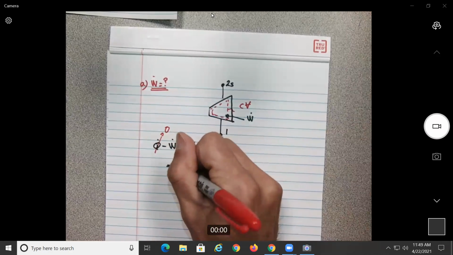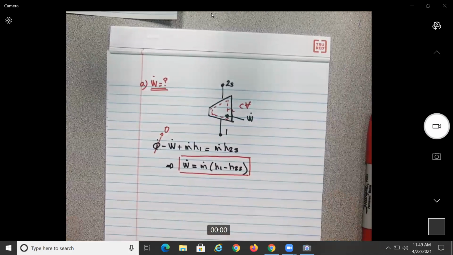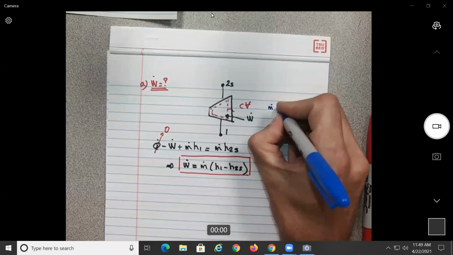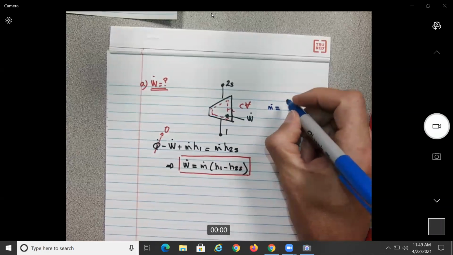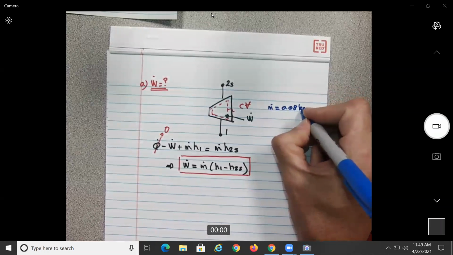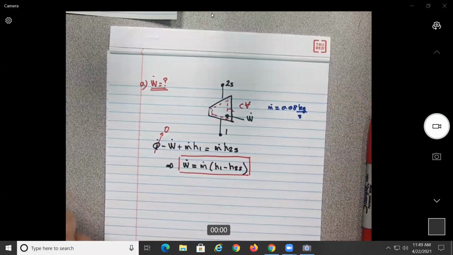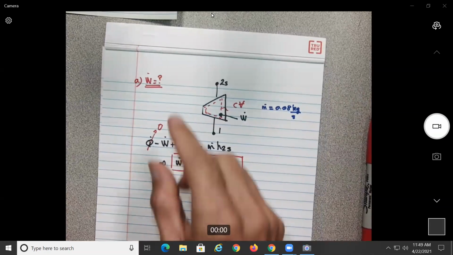So in the problem, I forgot to put it. Let's see what it is. But basically, the mass flow was given to us. The mass flow m dot is equal to 0.08 kilograms per second. All right, so we need to find basically h1 and h2.